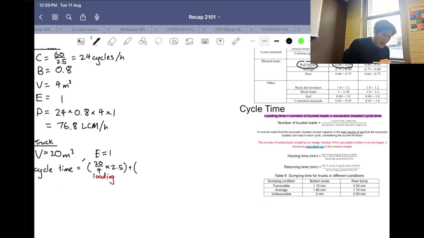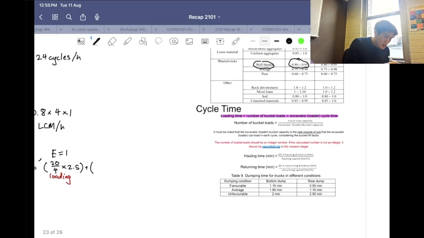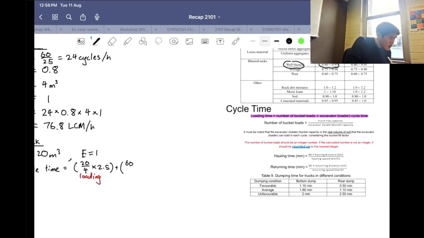And then we will look at the hauling time. It says it's 60 times the hauling distance divided by the hauling speed. So we would write 60 times 30 divided by the hauling speed, which is 50. And that's your hauling. And then the dumping time, they told us in the question we had favorable dumping conditions. So looking at the dumping conditions, favorable, and it's a rear dump truck, so you go 0.5 minutes. So I put 0.5. That is your dumping.